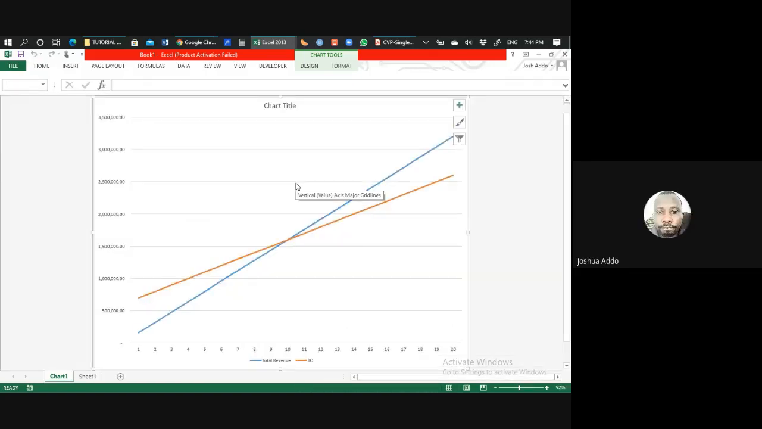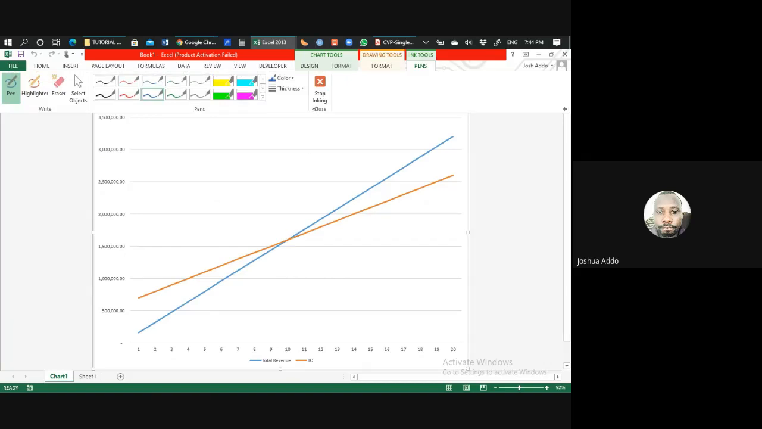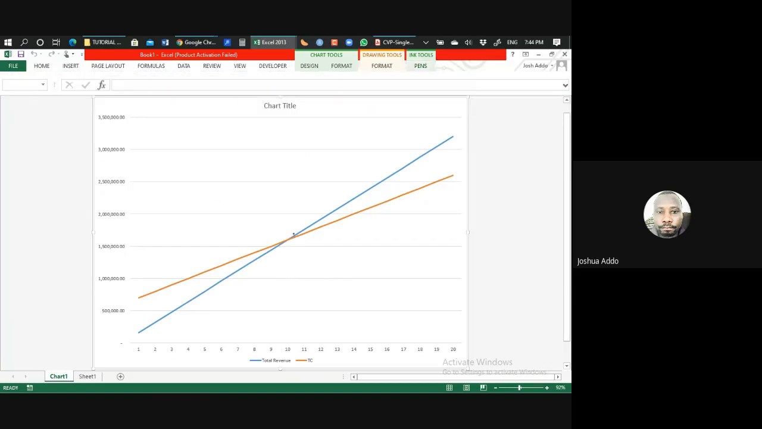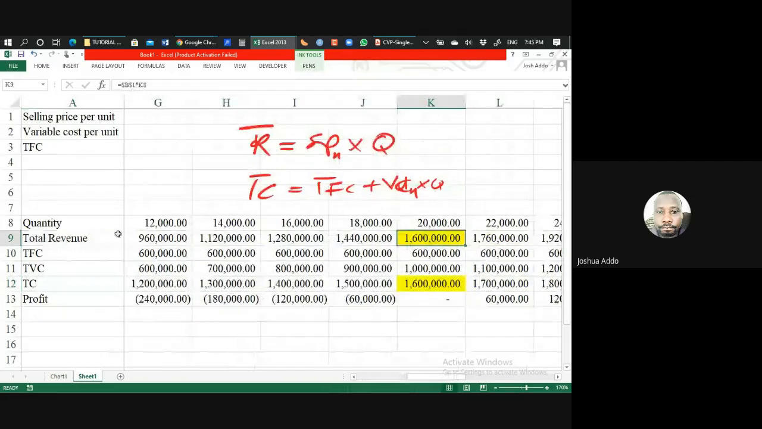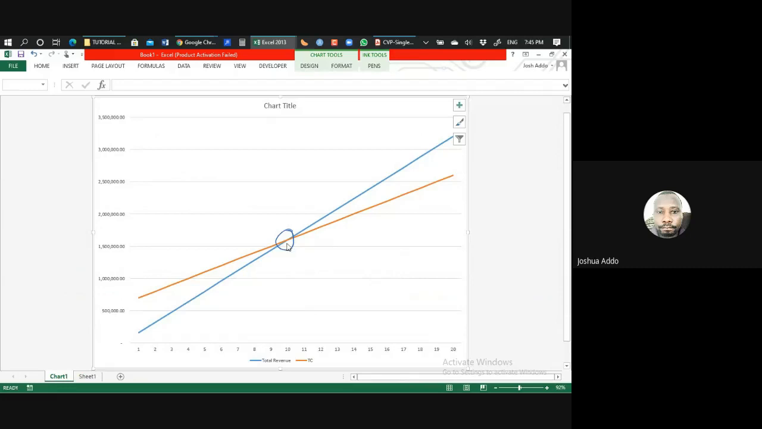Okay, so this is how the chart looks. The blue one, you see the legend here, is the total revenue, and the one that looks orange is the total cost. And we said that in this CVP chart, where the two lines are crossing, that is where the two lines are equal. If you go to the data, you will see that at the break-even, the total revenue line and the total cost line have the same values. That's where they are equal, and that's why they are crossing at this point.